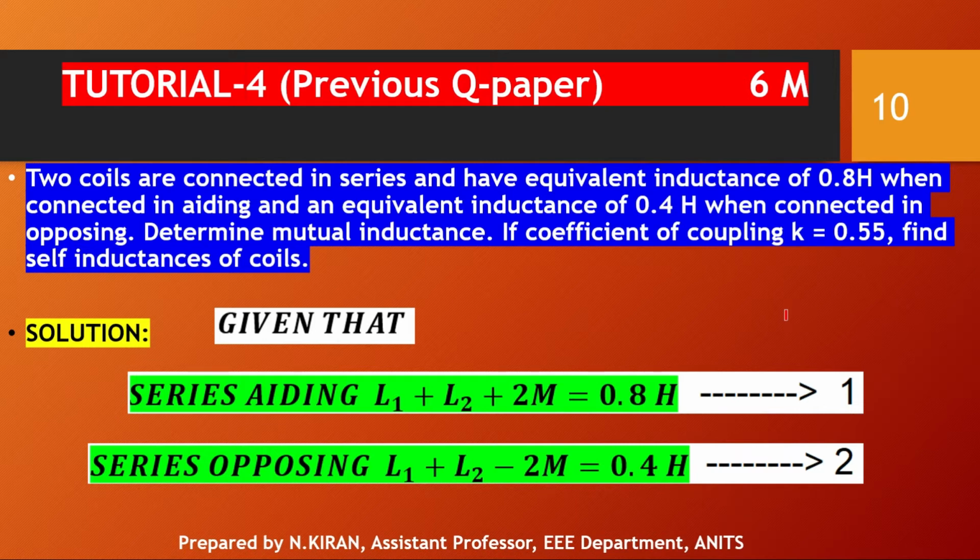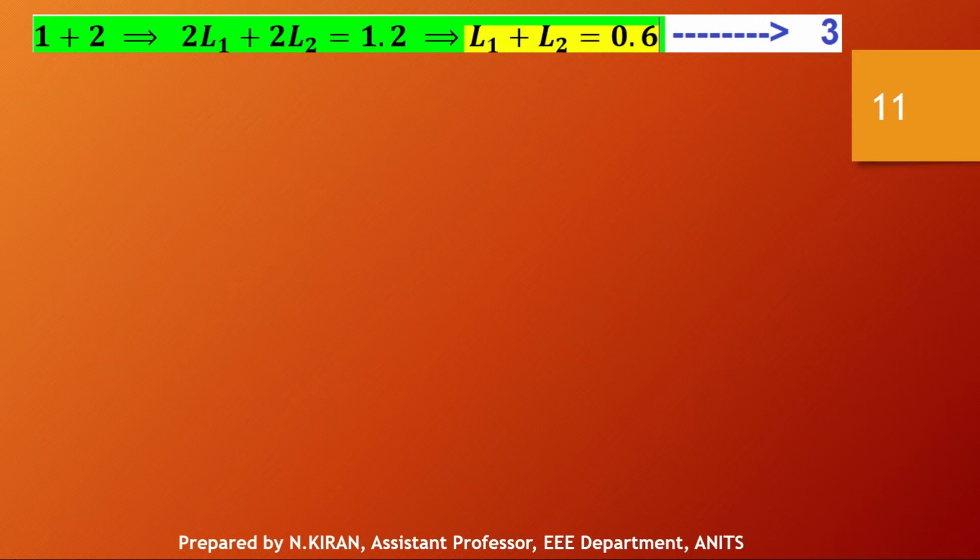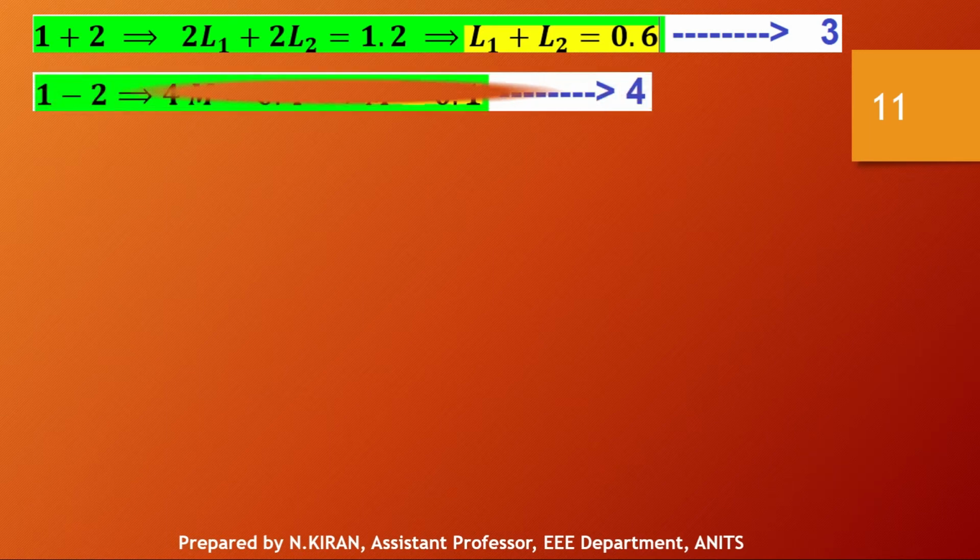So using this, first let's try to find the value of mutual inductance. So when I add those two equations, I'll get an expression in terms of L1 and L2, that is L1 + L2 = 0.6. I'll consider that as equation 3. When I subtract those two equations, I'll get the value of mutual inductance M to be 0.1. I'll consider that as fourth equation.